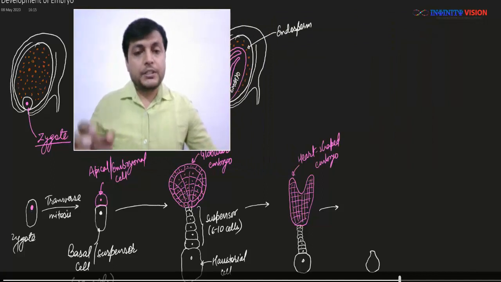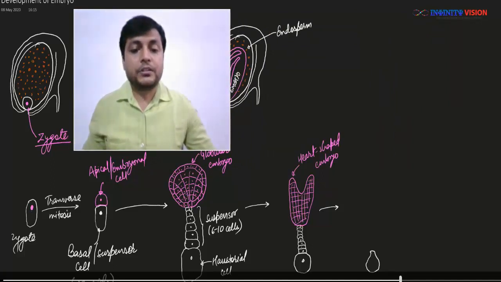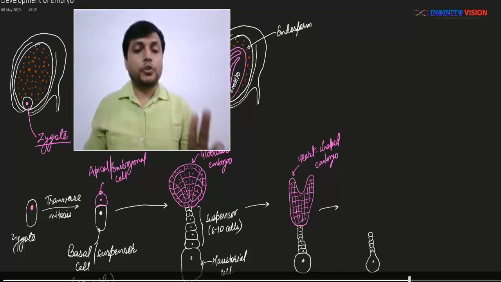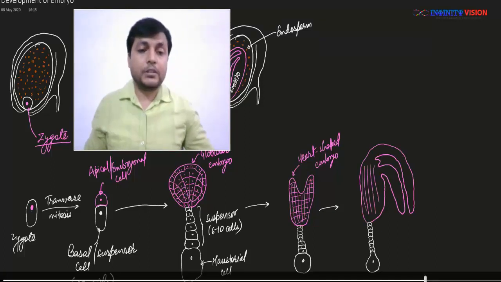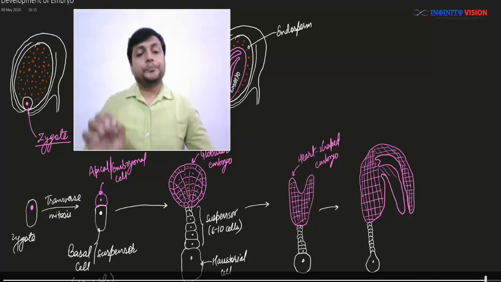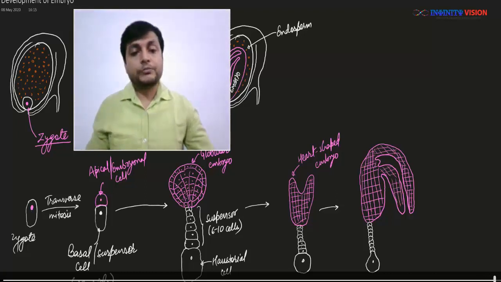Now once we have this heart-shaped embryo, it further develops. These two notches develop to form fully formed cotyledons. Can you see here? These are all cells, and these two structures further developed into the two cotyledons. Okay, great. So this is the structure of a fully developed embryo.